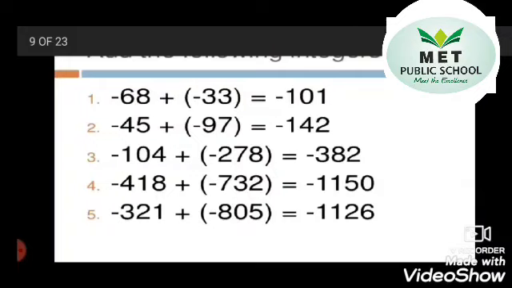Similarly, in the third question, minus 104 minus 278. So your answer will be minus 382. In the fourth one, minus 418 plus minus 732. So your answer is minus 1150. Next one, minus 321 plus minus 805. Your answer will be minus 1126.